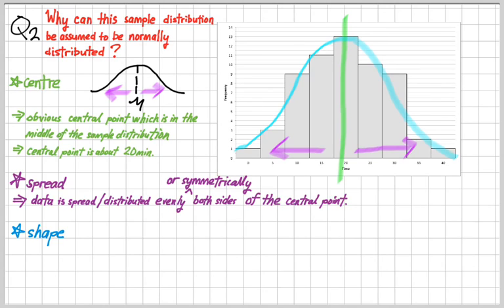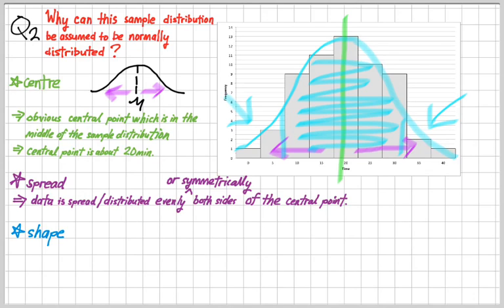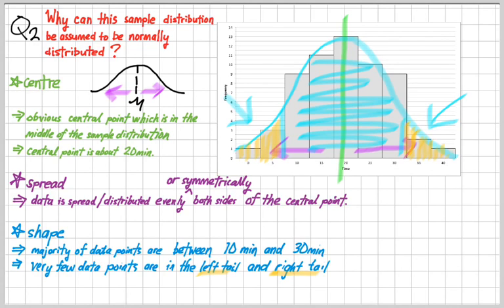Last thing we need to consider is the shape of the distribution. Now I've taken my outline there and I've just sort of hit the top of each of the bars, and it looks very much like a normal distribution. But we need to actually be able to write down reasons why. So there I've colored in most of the data points, and what I've pointed out there is the left and right tail, but let's come back to that in a second. So I can say the majority of the data points are between 10 and 30 minutes, or in that central portion. Okay, and I can say that very few of the data points are in the left tail and the right tail.